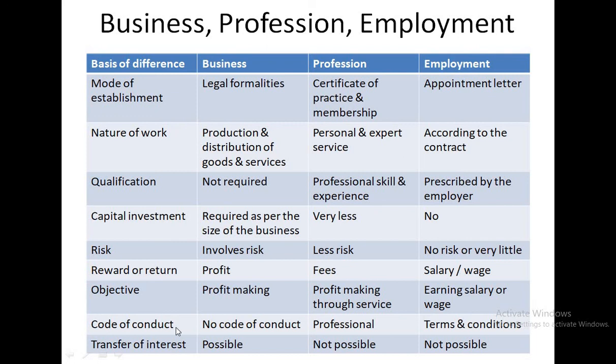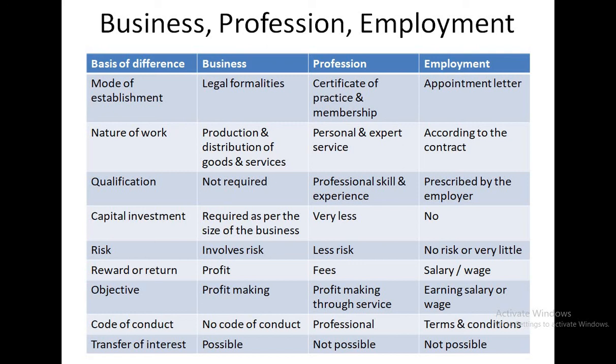So the first column is the basis of difference, then business, profession and employment. The first point, mode of establishment, how they start. Business can start after completing the legal formalities. If you want to start a small vegetable shop, there won't be many legal formalities. On the basis of the size and nature of your business, legal formalities will vary. Then profession can start after getting a certificate of practice and membership of a professional body. And employment begins with the appointment letter and service agreement.